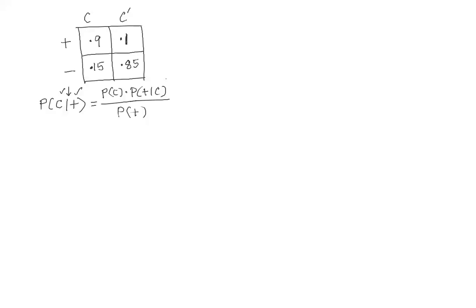Now, let's go ahead and work on this problem. We're going to find all of these things one by one, starting with the probability of cancer. In the general population, the probability of having cancer is 1% or 0.01. Then the probability of not having cancer is 100 minus 1, or 99%, or 0.99. So the chance of having cancer is 1%, and the chance of not having cancer is 99%.